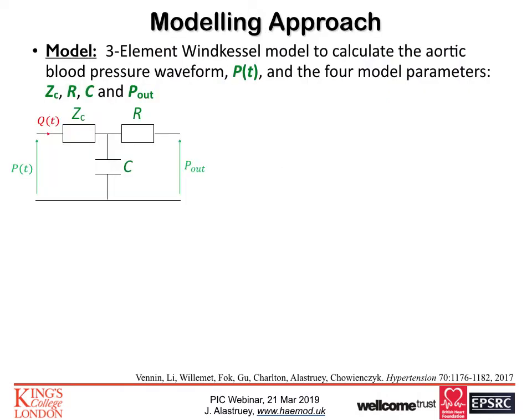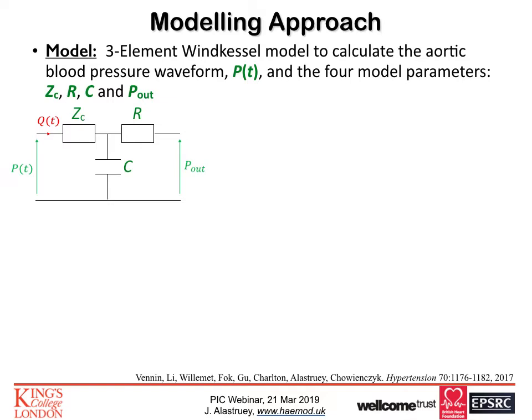The 3-element Windkessel model relates aortic blood pressure, P, to aortic blood flow, Q, with both P and Q being functions of time only. The parameters of the model are 2 resistances to blood flow, ZC and R, a compliance, C, which accounts for arterial distensibility, and an outflow pressure, P out, which is the pressure at which blood flow ceases. The model can be represented using an electrical circuit because of the analogy that exists between the flow equations and the electric transmission line equations.